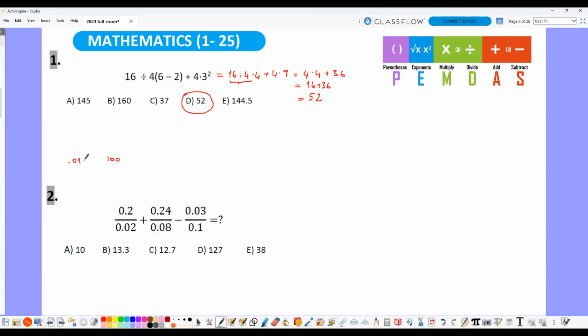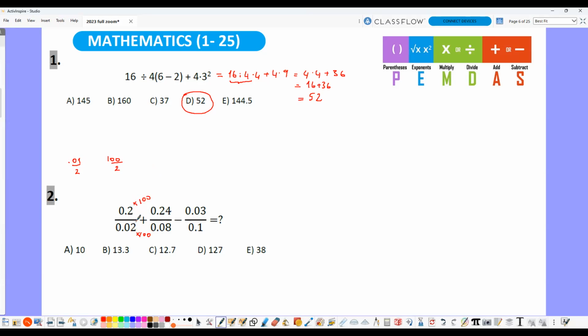Let's say 0.01. There are two decimal places, so we should multiply by 100. With respect to the number of decimal places, you should add zeros to the operation. So this is going to be equal to, firstly, times 100 and times 100. By the way, I forgot to tell you that one.